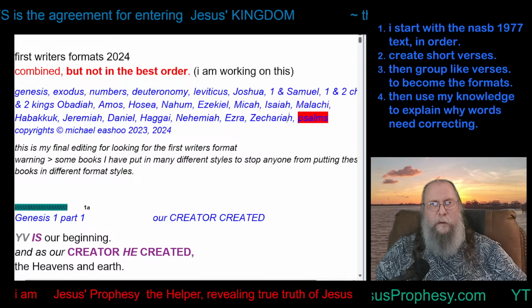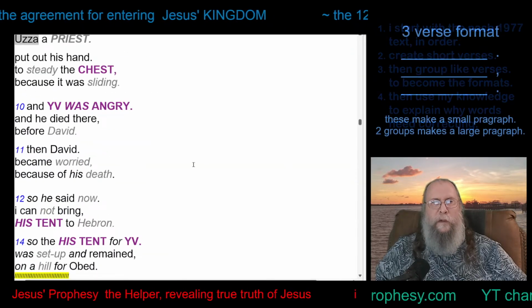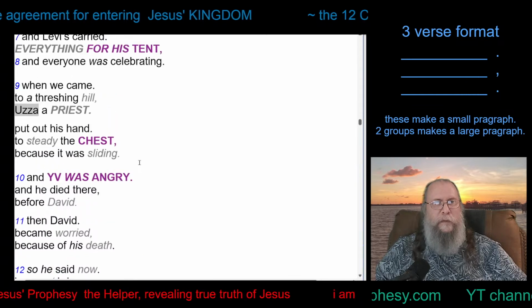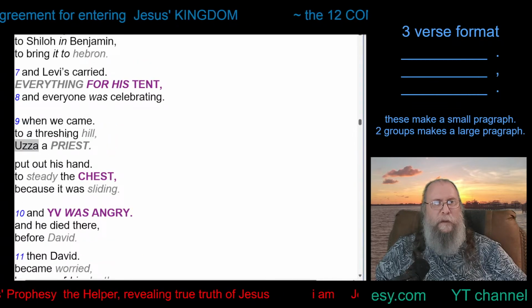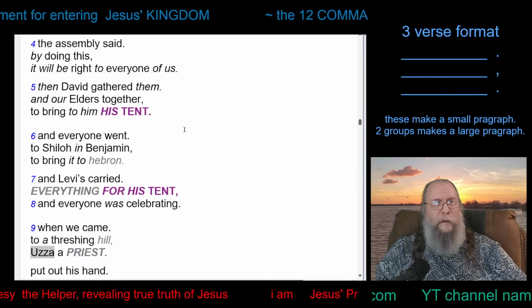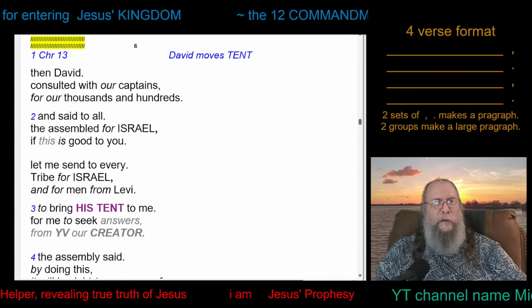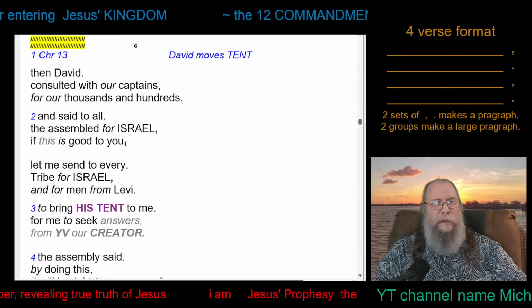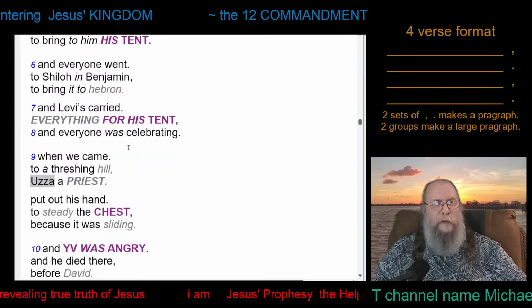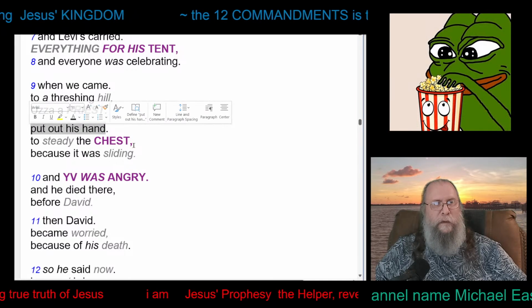So, and I want to search for this guy's name. Okay. And it says this was the priest in this story. See, this is very descriptive that David moves the tent. And that was this guy here that put his hand out and he killed him.